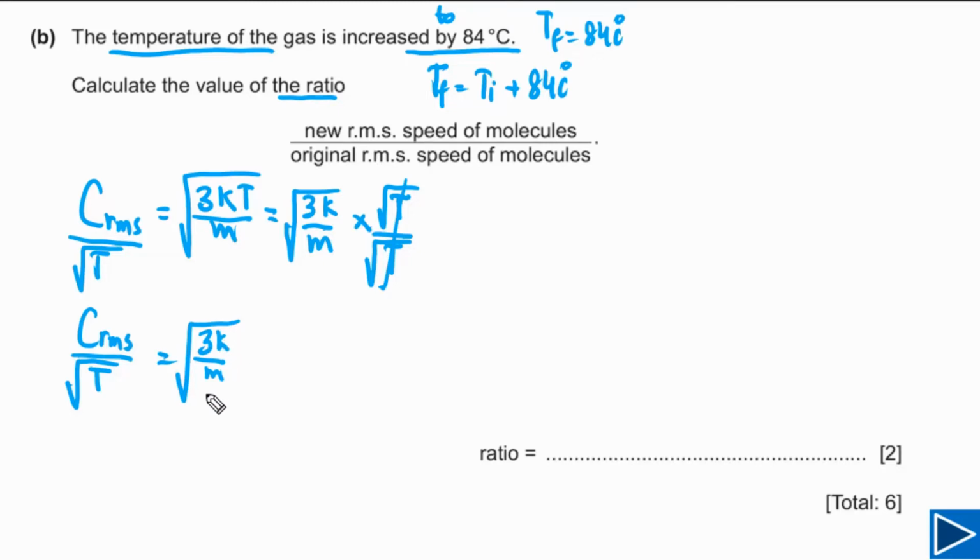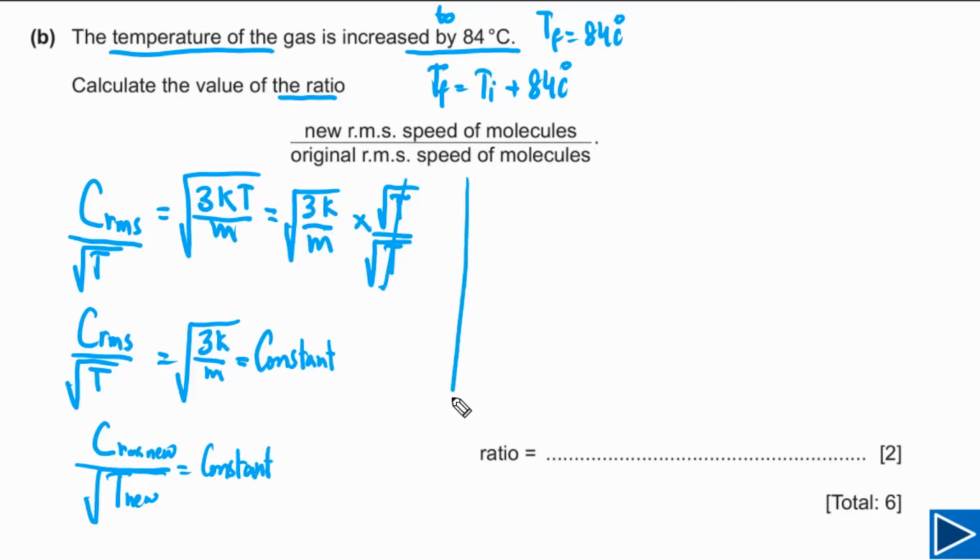This is the Boltzmann constant, and m is the mass of one molecule, which is also constant. So simply we can say the ratio between these two is equal to a constant. If the temperature changes, then C RMS will change. So C RMS new divided by the root of T new will also be equal to a constant, and these two constants are the same.